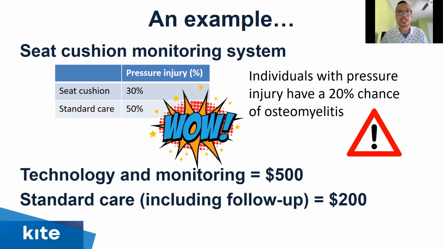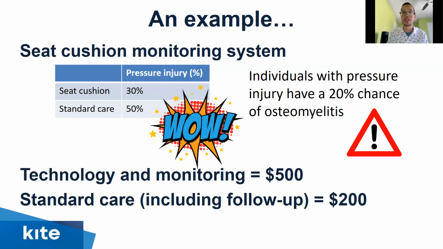Let's pretend that there is a new technology, a seat cushion monitoring system, and in a clinical trial, you observe that it reduces the occurrence of pressure injuries by 20%. That's amazing, especially because you know that pressure injuries result in higher economic burden to the healthcare system. And for people who experience pressure injuries, they have a 20% chance of having a bone disease that costs the healthcare system even more money. So there might be an economic argument here, because the new technology, this monitoring system, costs $500 compared to standard care, which is only $200. Okay, so that's this scenario.